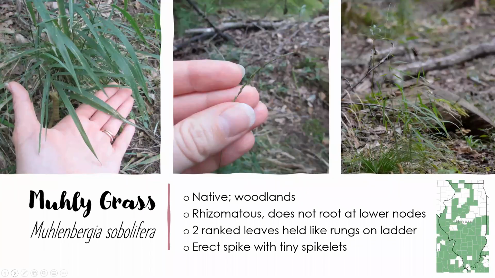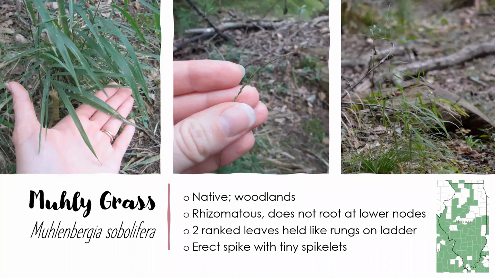And next we have another grass in the same genus. This one doesn't have a specific common name, it's just called muley grass, Muhlenbergia sobulifera. It is a little bit more restrictive in its range. So this one isn't one that you're going to find in your lawn or in more disturbed areas. It's going to be found in more woodland habitat.